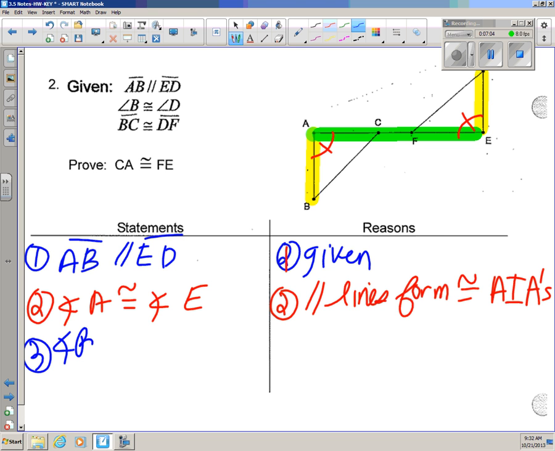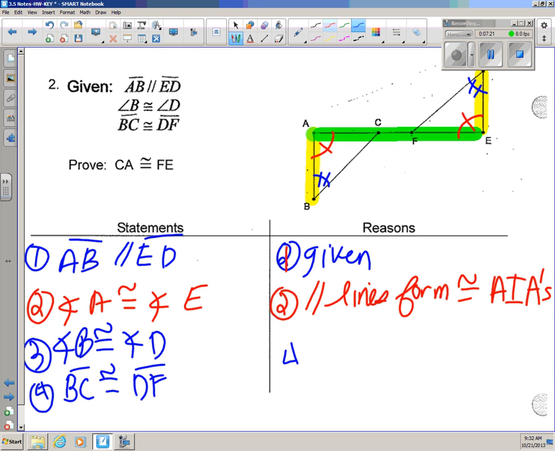You are given that angle B is congruent to angle D. B and D are congruent. You're given that line segment BC is congruent to line segment DF. Oh, I forgot my givens on there, sorry. So 3 should be given, 4 should be given. So BC, which happens to be this guy, and then DF happens to be this guy.